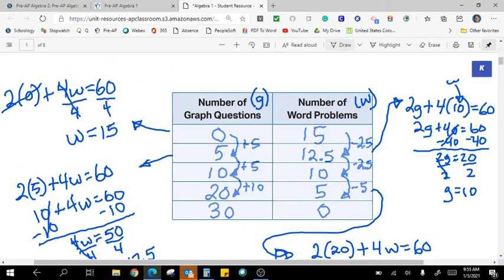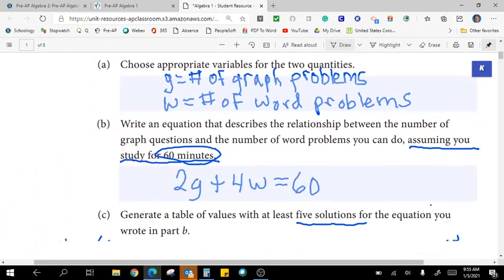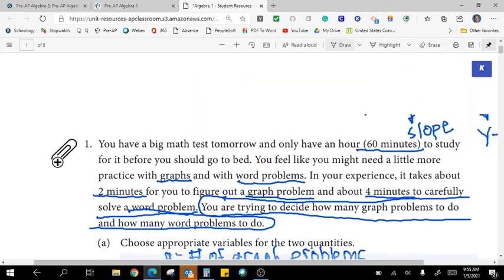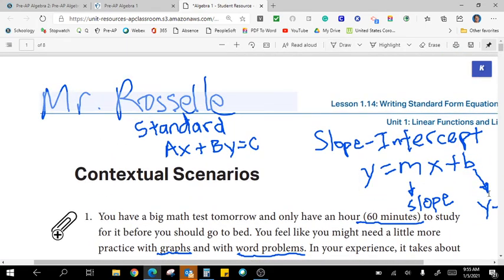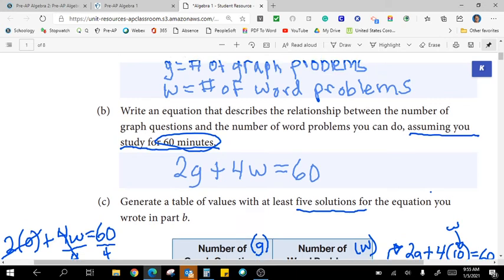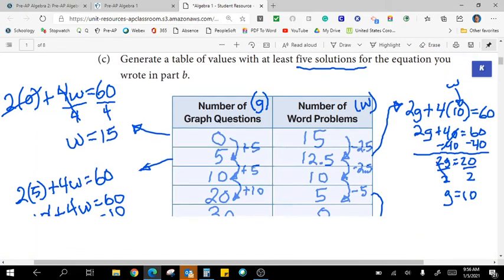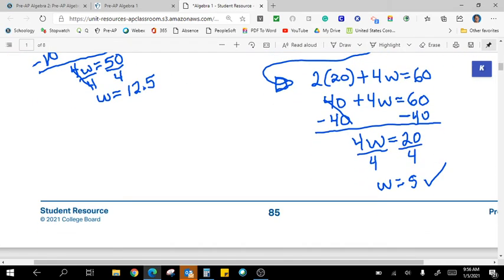Alright? So that's A, B, and C for a problem that we're setting up, like I was talking about. We're trying to make it look like ax plus by equals c. We created a standard form equation with two variables, g and w, where you have a constant or coefficient out in front of the g that represents 2 minutes per graphing problem. This represents 4 minutes per word problem, and this represents the total number of minutes that this person is going to be studying. Okay?